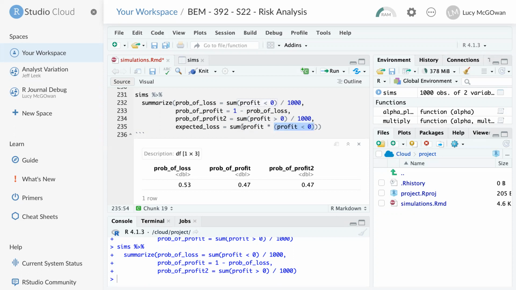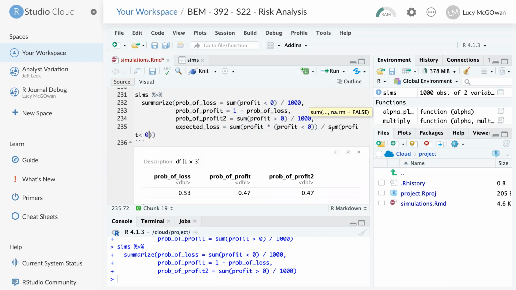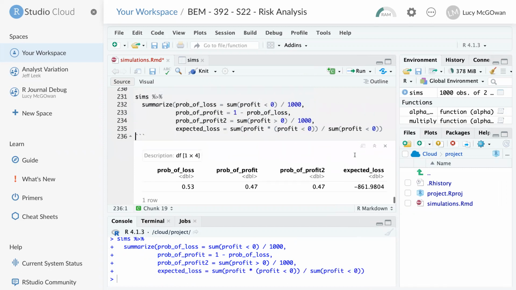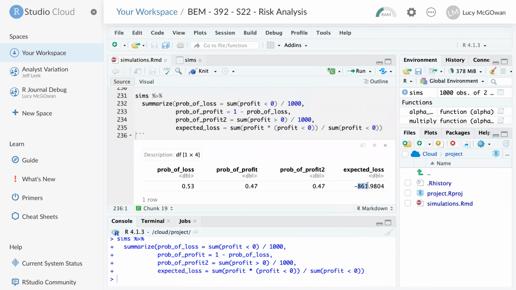What this is going to do is, if the profit is greater than 0, then this just becomes 0, because this part here is 0, and multiplying something by 0 is 0. And if it's less than 0, then it takes the actual value. I'm going to sum that up, and then divide that by the sum of the indicator that profit is less than 0. And so here the expected loss is $861.